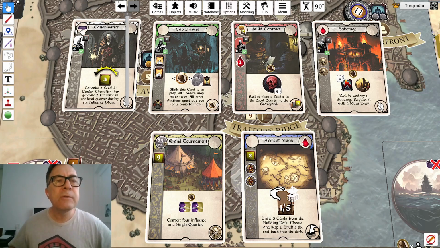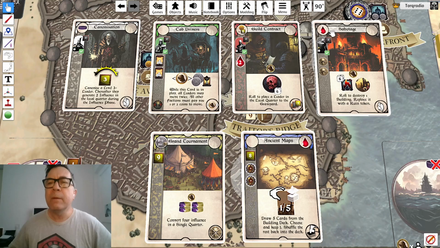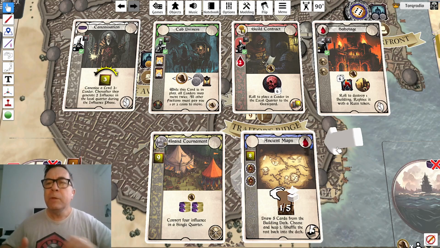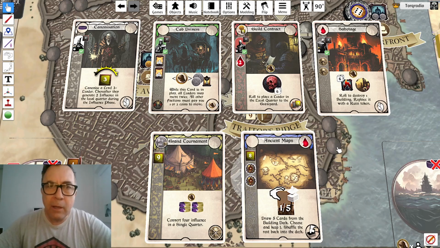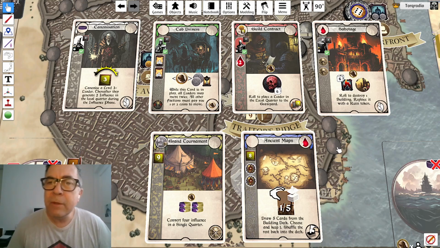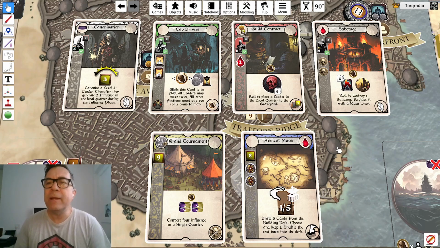If you look at the cards on display, in the case of canonization, you would have to remove an influence from somewhere in the city. In the case of both sabotage and ancient maps, you would have to take a malady token in order to play this card. When a card has a malady token cost, the leader that has to take that malady is the leader depicted on the card, if a leader is depicted on the card.